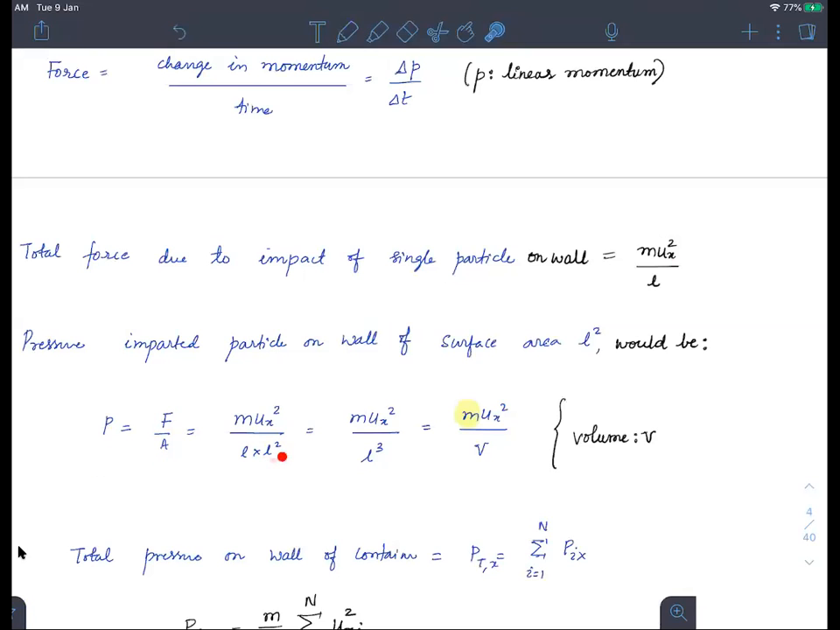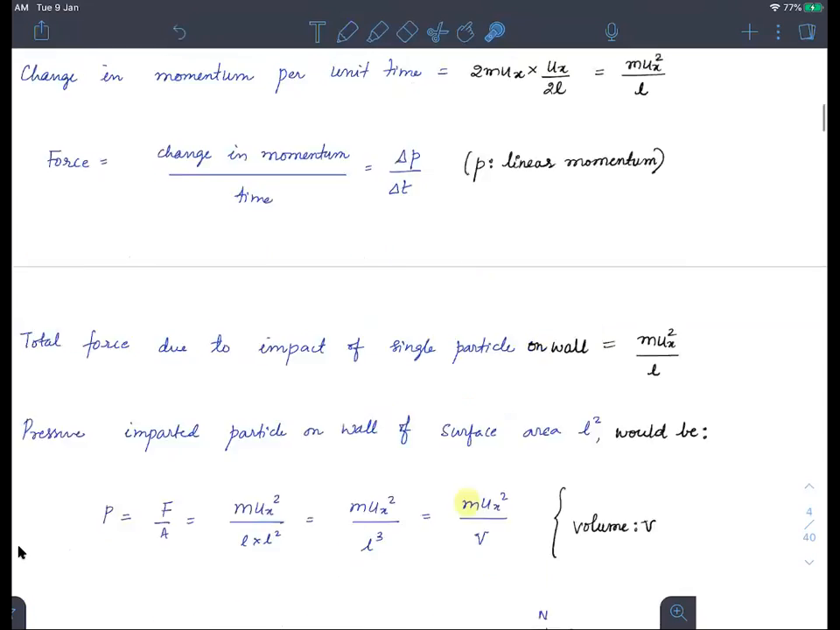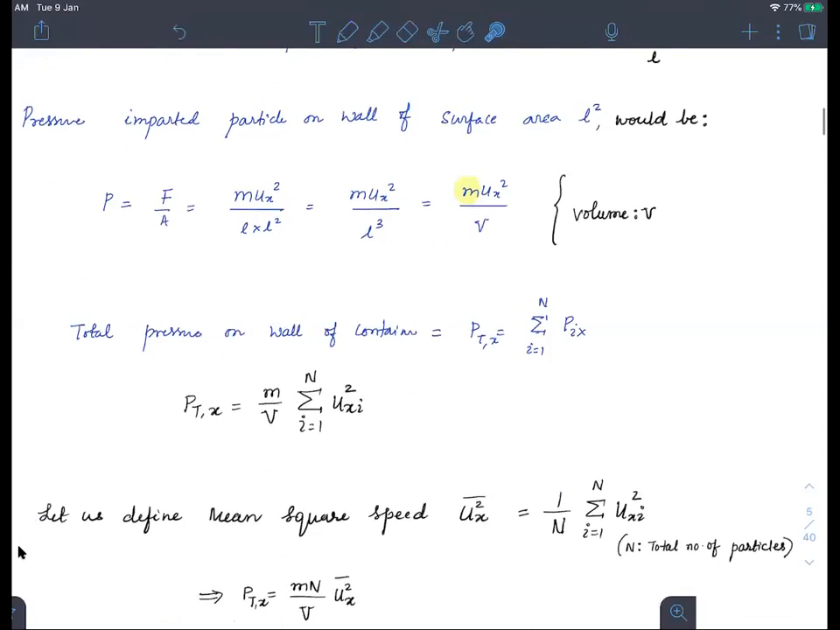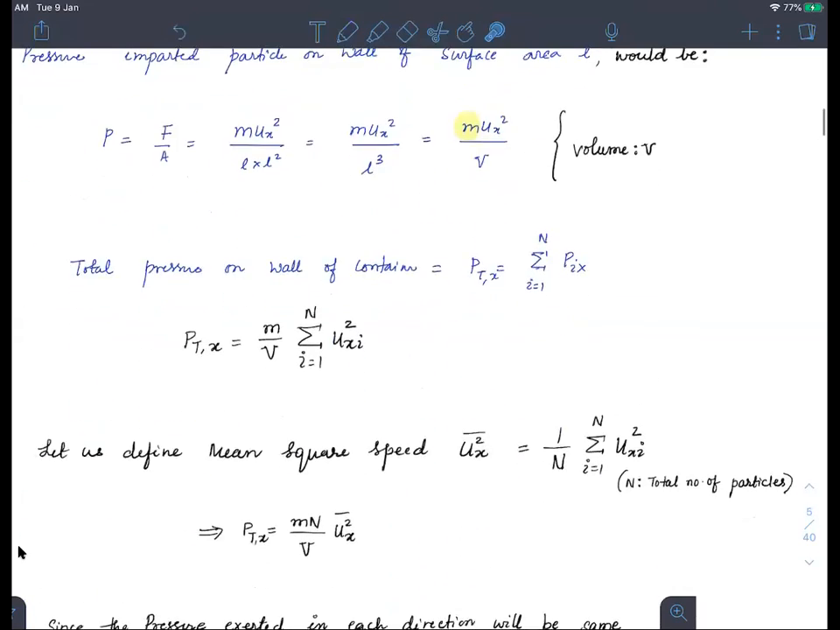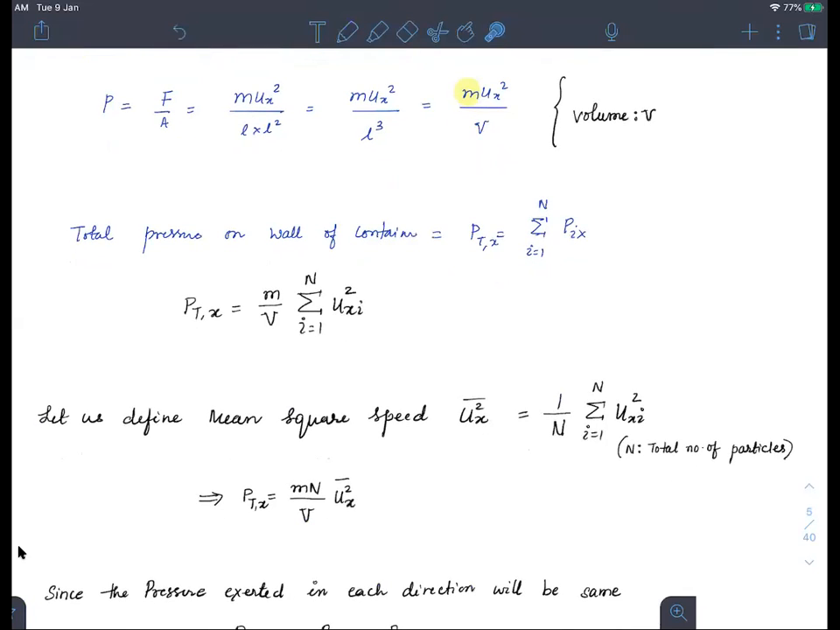The area is L square. So pressure is mux square by L cube, and L cube is the volume. So PV is equal to mux square. Till this point, you should be able to understand easily using the derivation. But from here, I want you to know the terms carefully. P into V is equal to mux square.